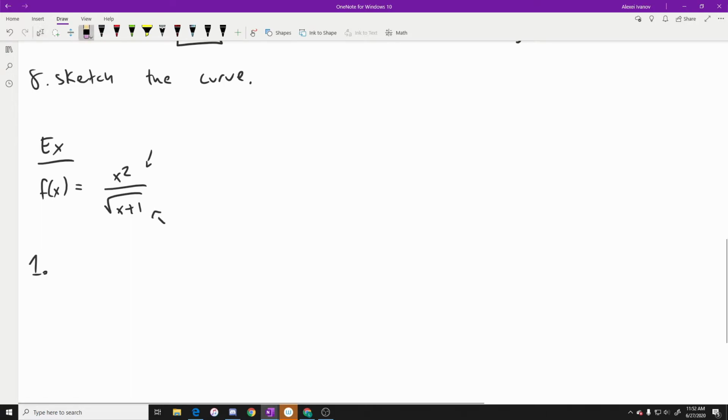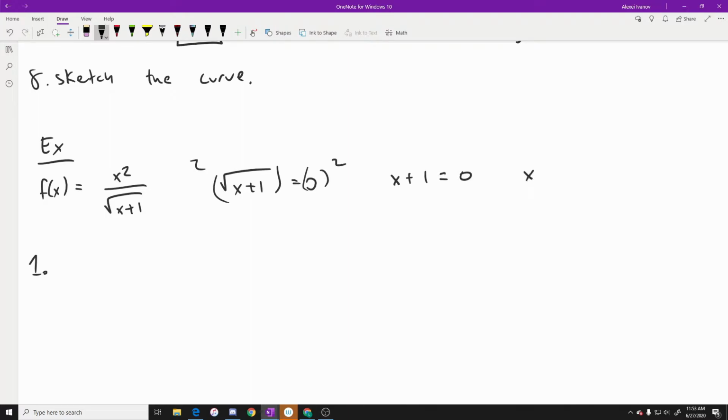And in that case, we are likely to have an asymptote if this bottom were to ever equal 0, because we would get a division by 0. So let's start off by finding when the denominator of this function is equal to 0. It's pretty obvious that if we set the square root of x plus 1 equal to 0, we can take the square root of both sides and be left with x plus 1 equals 0, so x has to equal minus 1 for us to get 0.